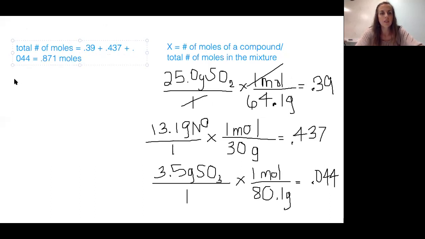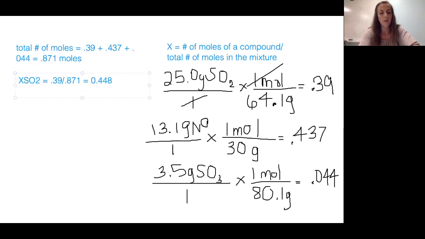First, let me see if I can type it because that just seems to be faster. So let's do X for SO2, and I'm just going to write it like this. I hope you understand what I'm trying to say there. The first one is going to be the number of moles of SO2, which is 0.39, divided by the total number of moles, which is here, 0.871. And that's going to give me 0.448, if you want to be correct there.